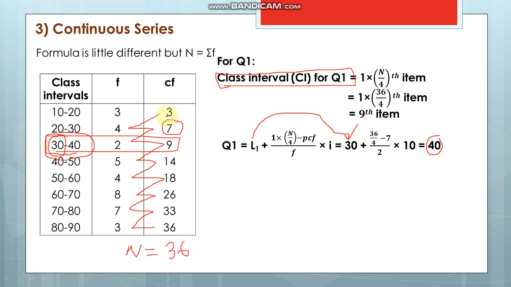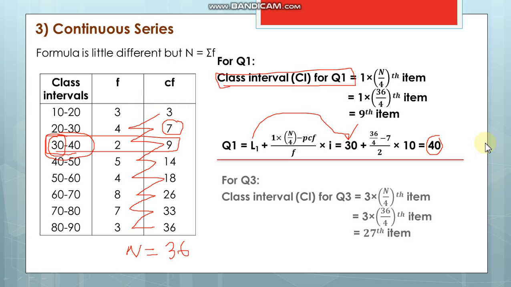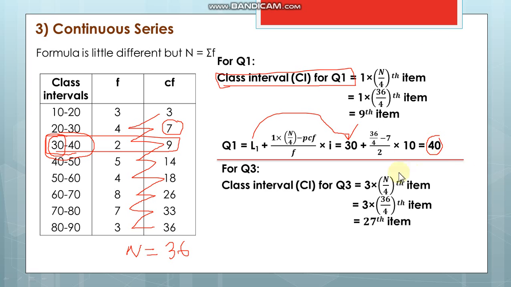If I was at the first class interval, in that case the previous cumulative frequency would have been 0. Okay, so let us calculate the Q3 one. So for the third quartile, first the rule is the same. I have to find out the class interval for the third quartile. So the class interval for the third quartile is 3 into N by 4th item. So 3 into N, N is 36, by 4, so that is the 27th item.